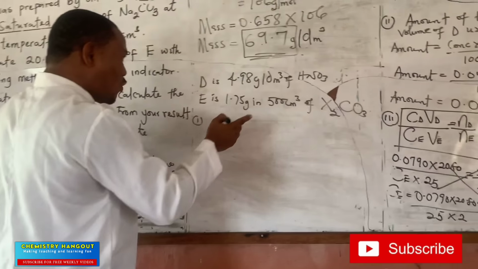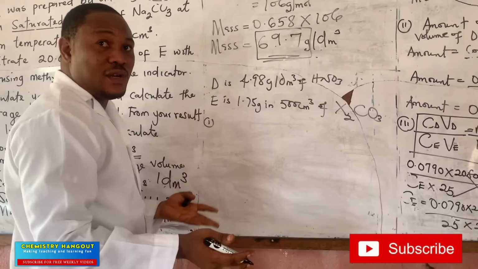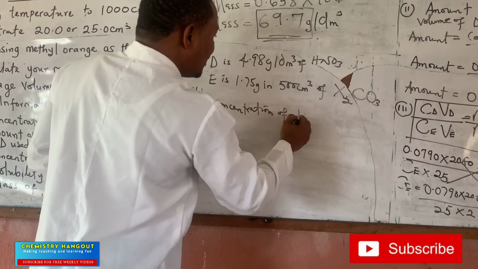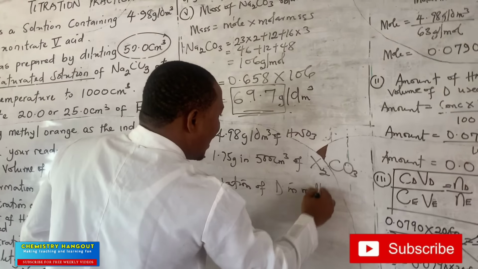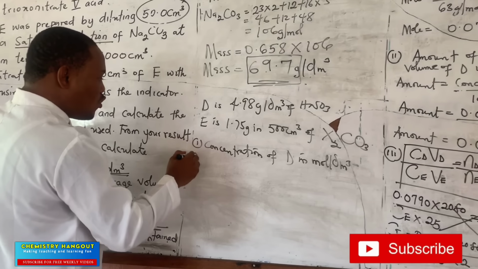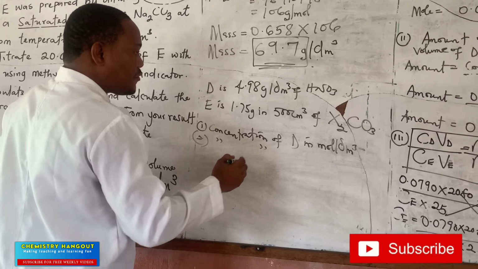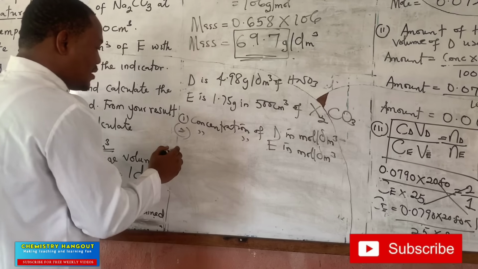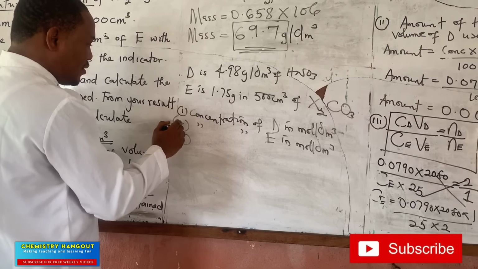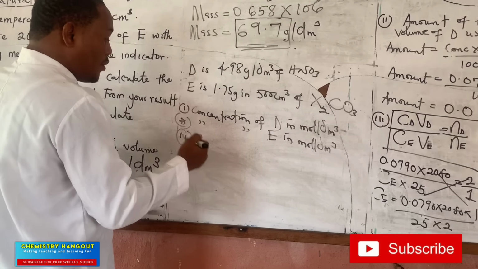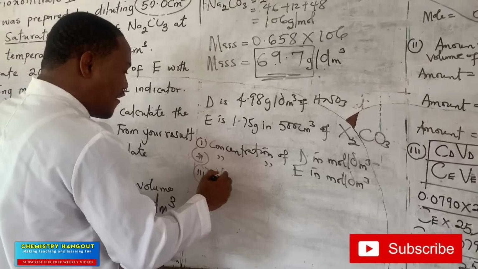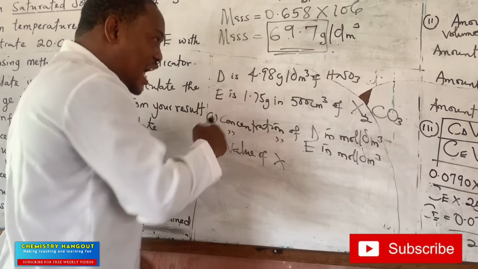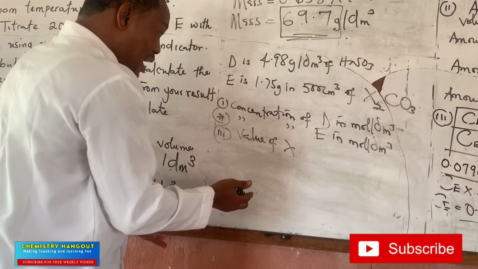So let's now say the answer calculate. All other things remain the same. Our theta value remains the same. So let's say the answer: calculate concentration of D in mole per dm³, right? Two, they will say concentration of E in mole per dm³, right? Three, they can possibly say molar mass or value of X. There is no way you are going to get the value of X. You must get the molar mass of this. So they can say three.